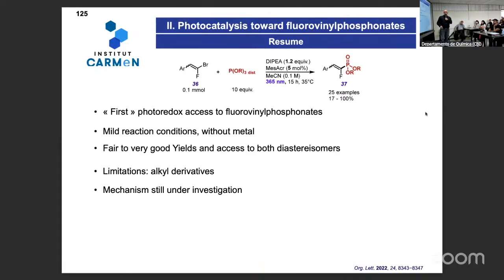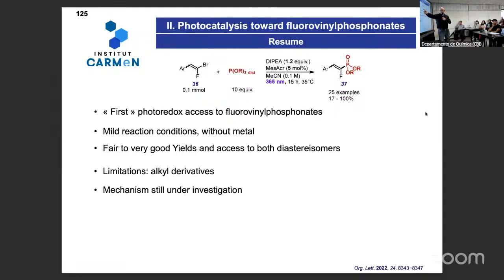Okay, so to resume here, we developed the first, I put "the first" in, I don't know how to say in English, in French we say guillemets, photoredox catalyst to get access to fluorovinyl phosphonate in mild conditions without metal. It's fair to very good yields, and we can have access to both diester or isomer. So it's quite interesting. Limitation: it doesn't work with alkyl derivatives, and the mechanism is still under investigation.